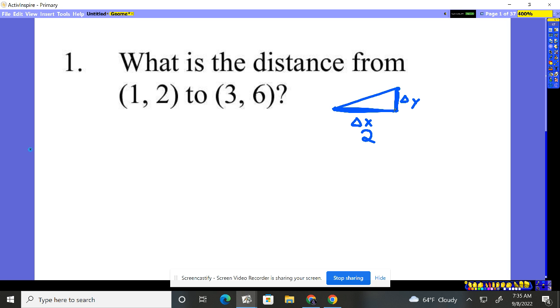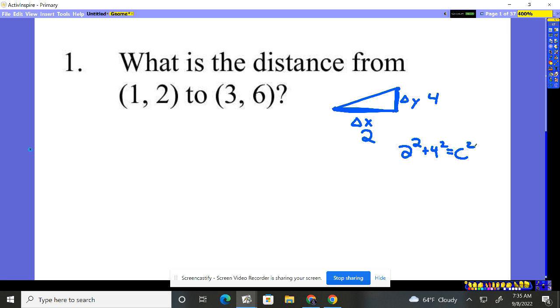My y values, which are 2 and 6, differ by 4. So I basically have a right triangle that has legs of 2 and 4. So I know I can do 2 squared plus 4 squared equals the hypotenuse c squared, and I solve it.